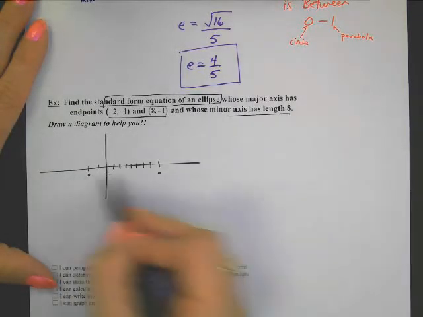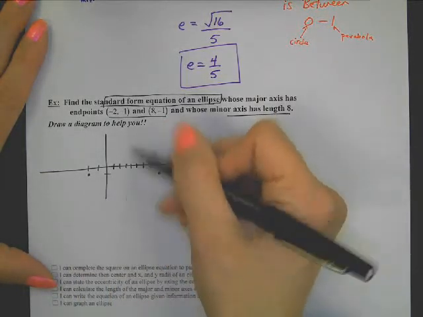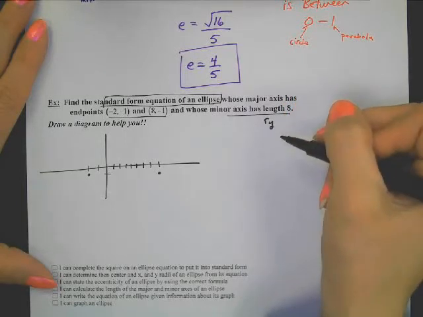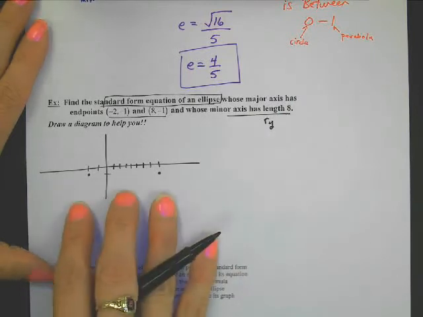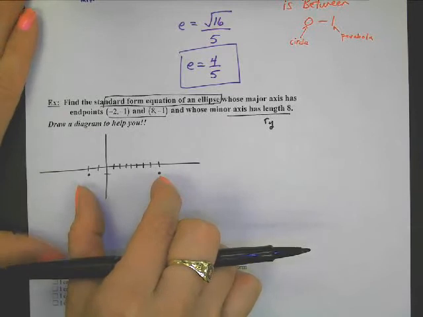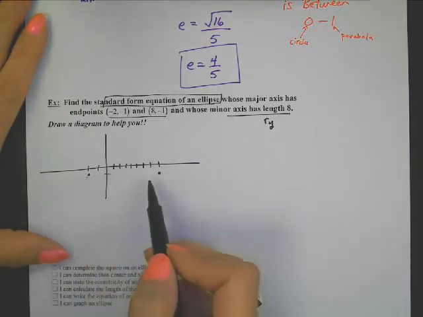Well, if it's going this way, there's a couple of things I know. The minor axis must be going up and down. So this must be the R sub y. Okay, so let's look at this. Looking at this picture, if you know that the ends are here and here, you should be able to find the center.